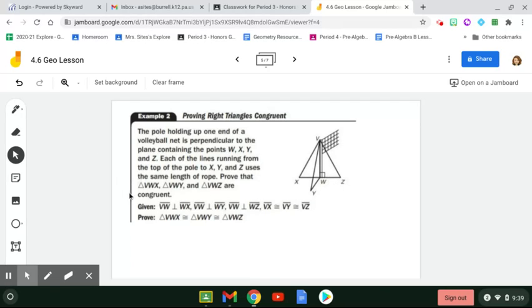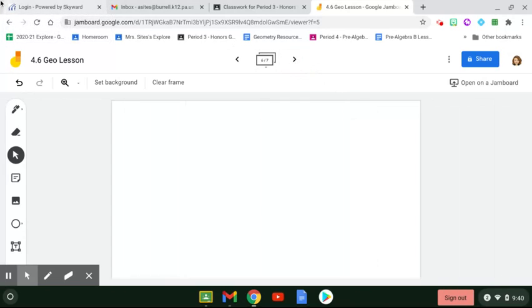Okay, so we have a bunch of given information. They're telling us that we have some segments being perpendicular to one another, and we also have some segments that are congruent to one another. So I'm betting that we're going to be using hypotenuse leg for this one. So I'm actually going to be writing this one on the next slide to give myself some space.